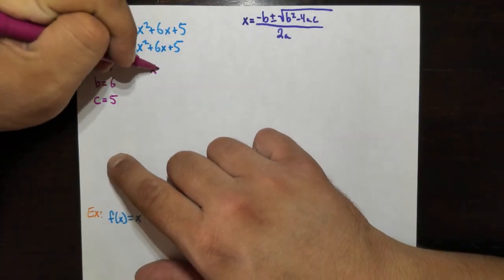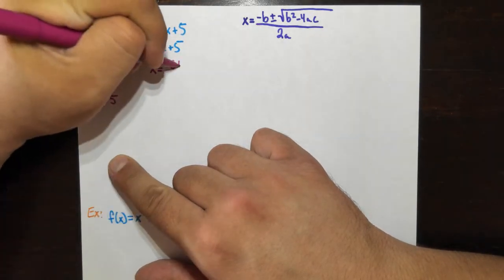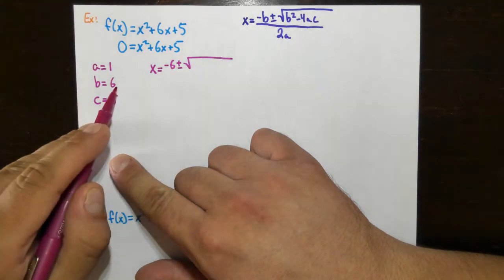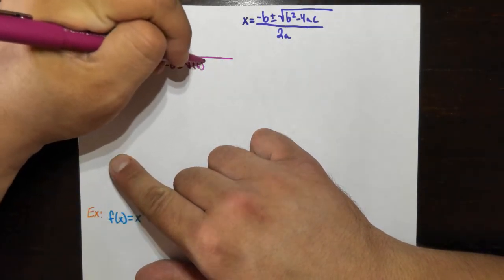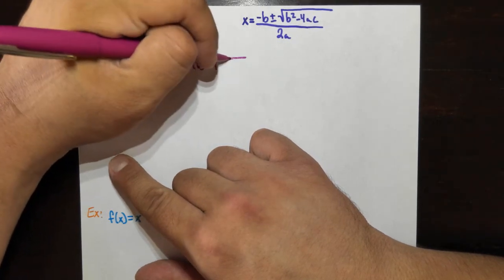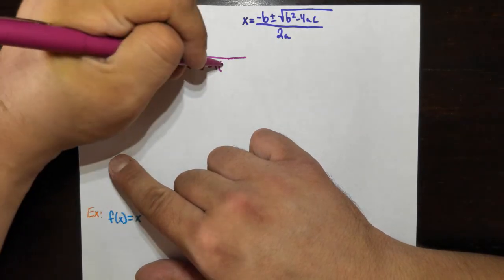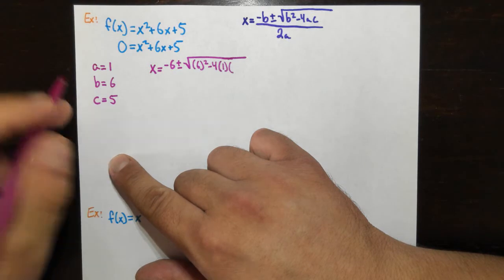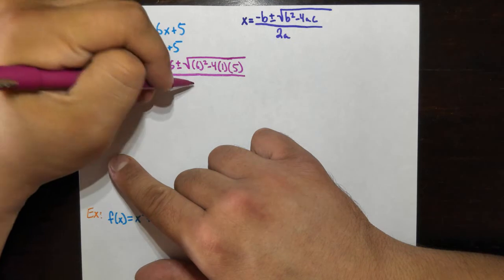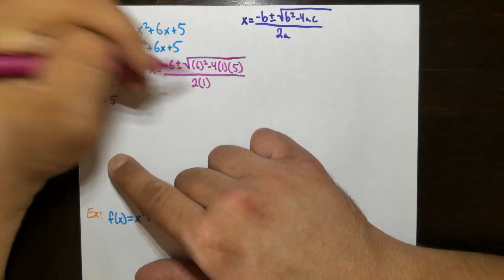So x equals negative b, so negative 6, plus or minus the square root of b squared, so it's going to be 6 squared, minus 4, remember the 4 is in the formula, 4 times a, which is 1, times c, which is 5, all divided by 2a. Remember this 2 is in the formula as well, so 2 times a, which is 1.